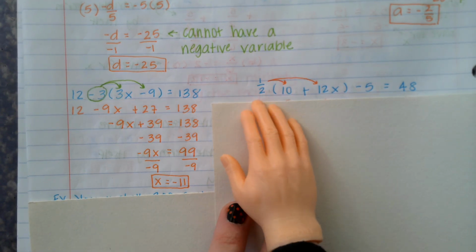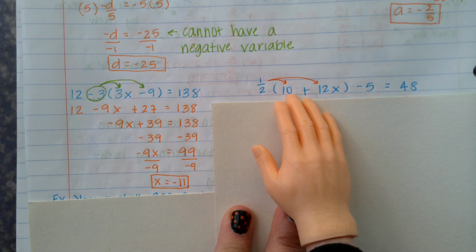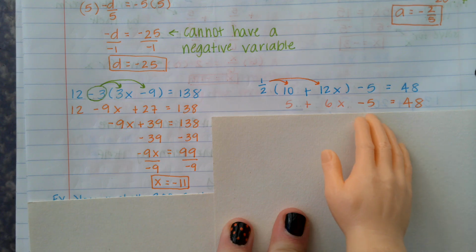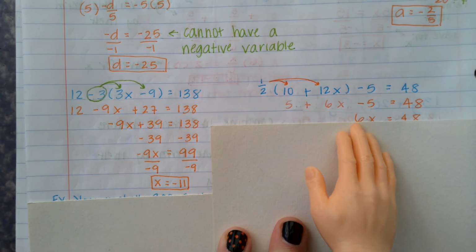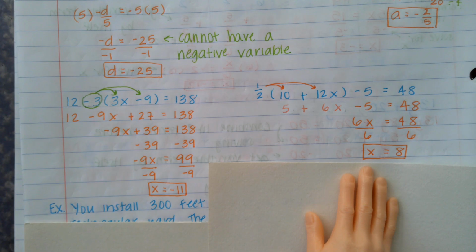I'm going to distribute the 1/2. Multiplying by 1/2 is the same as dividing by 2. So this is 5 plus 6x minus 5 equals 48. 5 minus 5 is 0, leaving just 6x. And then divide each side by 6 to get x equals 8.